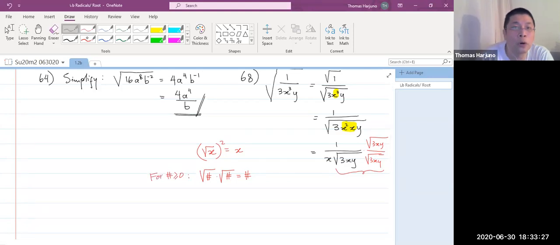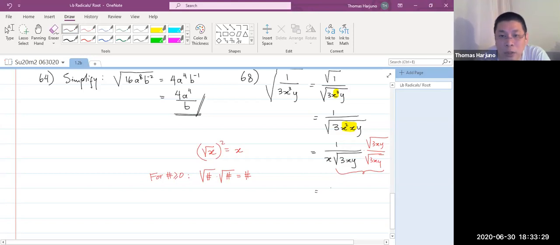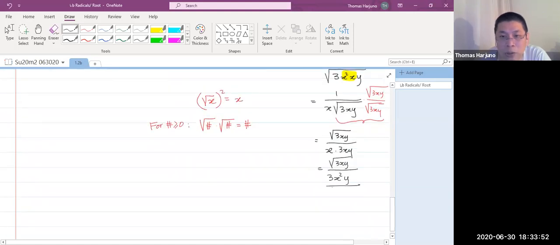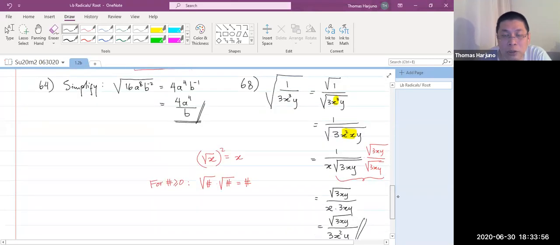Now, therefore, I will get square root of 3xy over x times, now the guy in red here will become 3xy, which is square root of 3xy over 3x squared y. Now this is the standard procedure. What I show you here is the standard procedure.